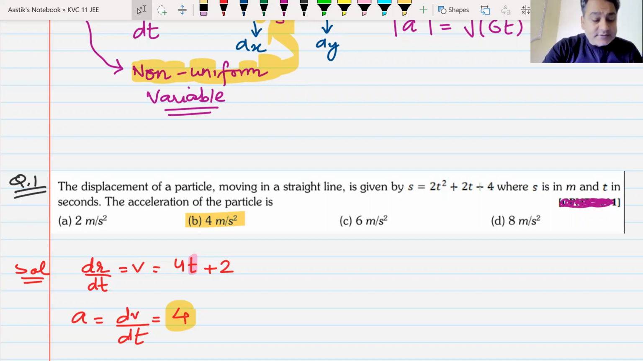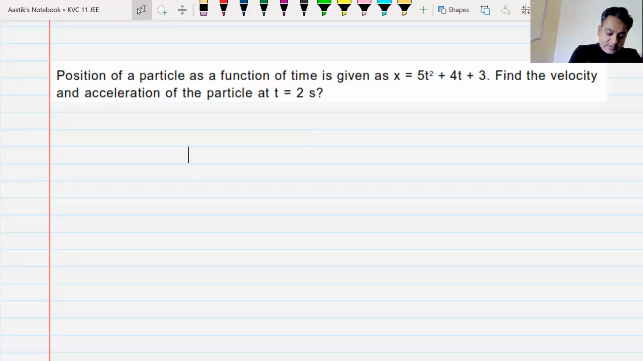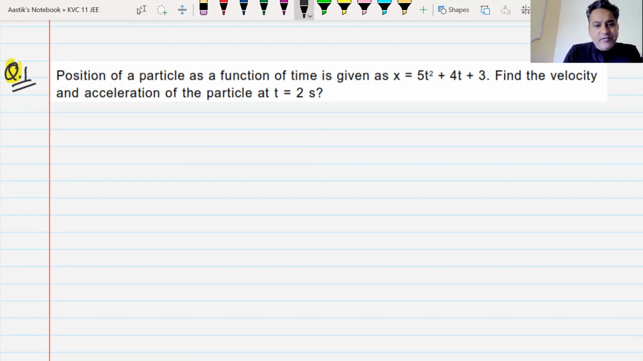Okay. So this is a question from the module itself, and I hope that you can give me the answer for this one. Question number 1. The position of a particle as a function of time is given by x is equal to 5t square plus 4t plus 3. First of all, tell me, what type of motion is this? Is this motion in 1 dimension, 2 dimension, or 3 dimension?